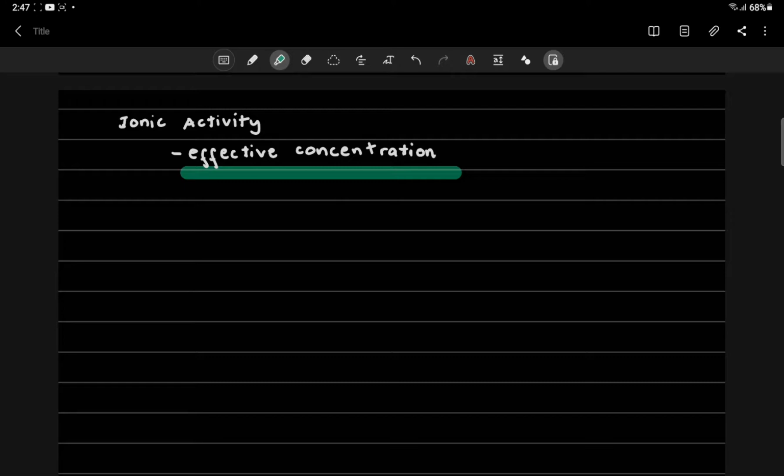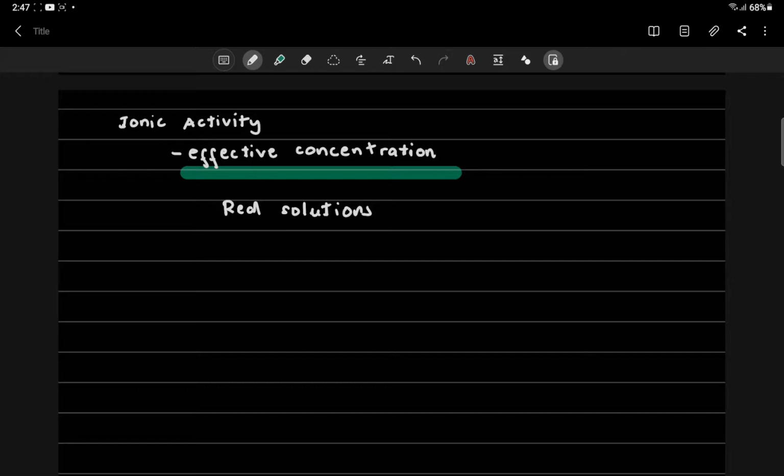Tama? And we are assuming na yung solution natin is ideal. And pag sinabi natin ideal, isa sa mga characteristic niya is it's a dilute solution. But what if you have a case for real solutions? Real solutions. So for real solutions, you want to describe them, you want to relate the chemical potential not to the concentrations but rather through their activity or ionic activity.